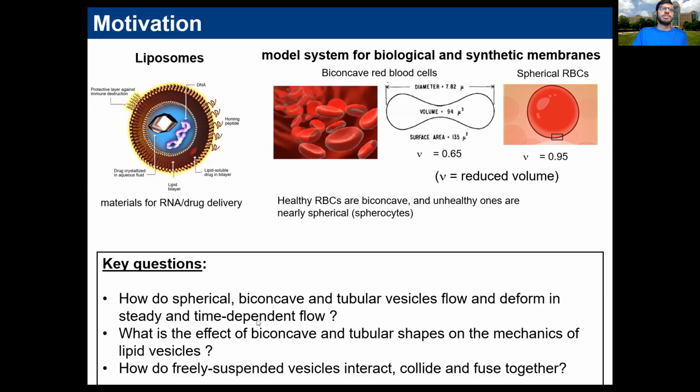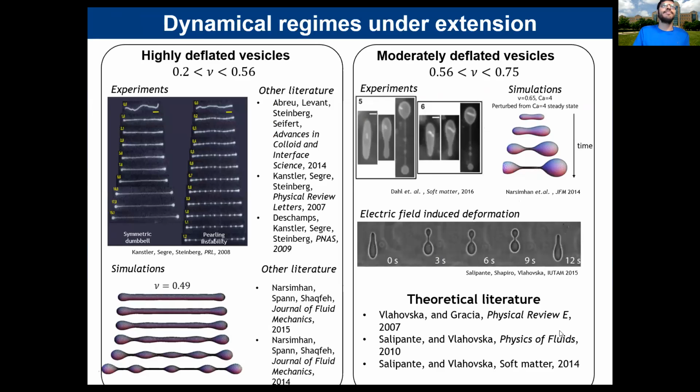So these are the key questions I'm asking in my PhD. The first question is, how do spherical, biconcave, and tubular vesicles flow and change their shape in a steady and time-dependent flow? What is the effect of biconcave and tubular shapes on the overall mechanics of lipid vesicles in flow? How do freely suspended vesicles interact, collide, and fuse together in flow?